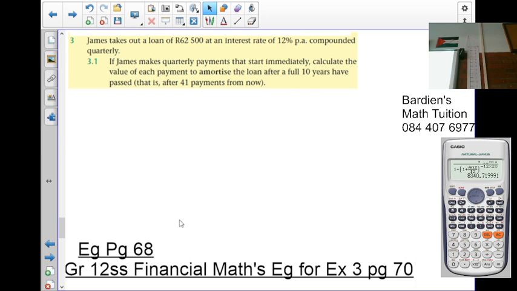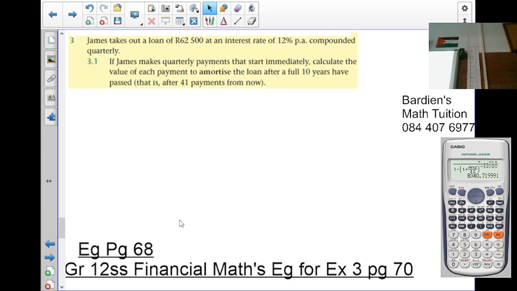Calculate the value of each payment to amortize. Remember what did we say it is to amortize the loan? To pay the loan in full after a full 10 years have passed. That is after 41 payments from now.